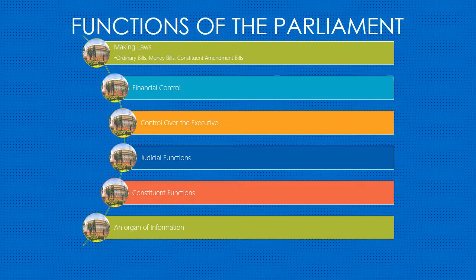Judicial function. The Parliament has the power to remove the President and the Vice President of India from their offices, as well as judges of the Supreme Court and the High Courts if they violate the Constitution or misuse their authority. This is done through the process called impeachment. Impeachment is a charge of misconduct made against the holder of a public office.